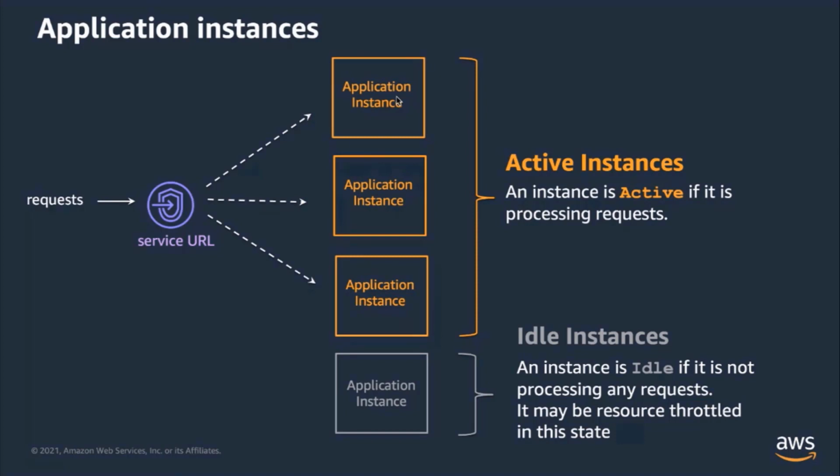And the thing to note about these idle instances is that they may be resource throttled, meaning that they may not have access to the full CPU allocation as you configured it in your service, which is why it's important to make sure that you don't have any background processing that's happening outside of the request context. Once the request starts hitting this application instance, it becomes active and then it gets access to its entire CPU and memory quota. But if it's idle, it may not have access to its full resources.